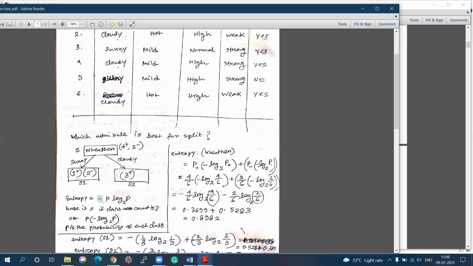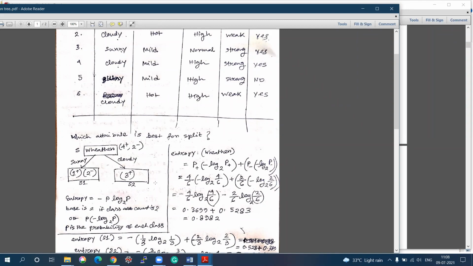Entropy value is minus, will always be there, then P log base 2, P log P base 2. P is the probability of each class. Base 2 is for class count, which is 2, and P is the probability of each class.